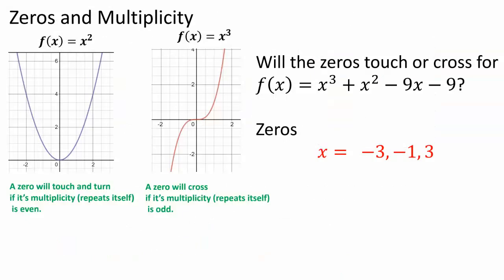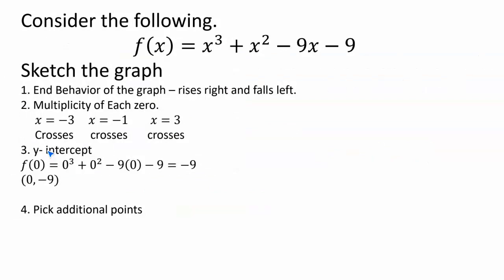Okay. Then our zeros are -3, -1, and 3. None of these are an even multiplicity, so that means that our zeros are going to be crossing at each of these points. Okay, so then we have our y-intercept where we let x equal 0, and if we do the work, we get -9. And then pick additional points is always last, but after you have plotted this information.